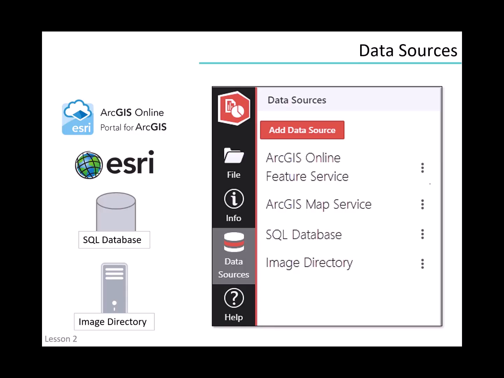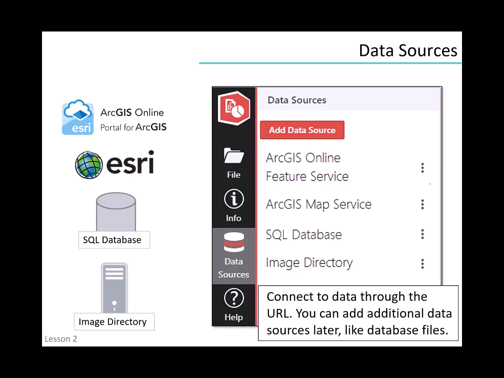To establish a data source, this is something that's done in VertiGIS Studio Reporting, and that data source can be spatial data such as an ArcGIS Online feature service. It can be a map service. It can be a database like a SQL or Oracle database. It can be a file folder, maybe that has images in it. But anytime it needs to connect or talk to data, we have to establish the data source first.